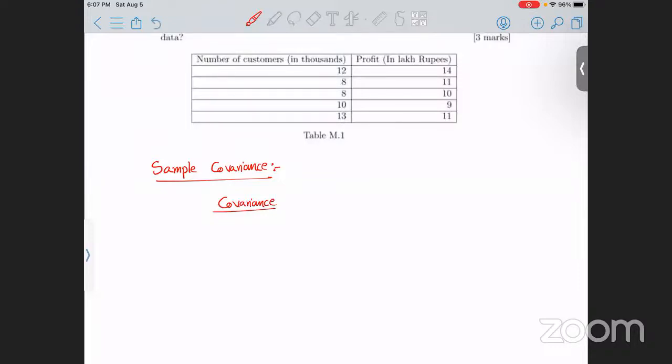Can anyone tell me the formula for covariance? Sir, xi minus x bar into yi minus y bar by n minus 1. I asked about covariance, not n minus 1. It is sigma xi minus x bar into yi minus y bar divided by n for population.